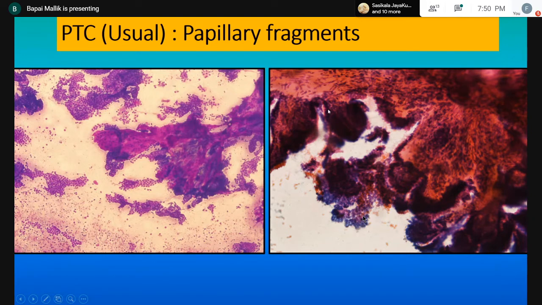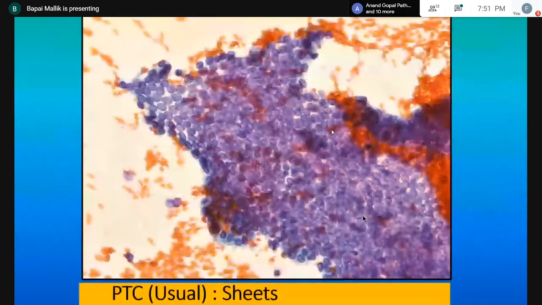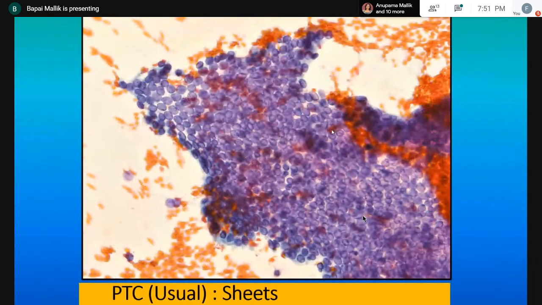So once you see something like this, it looks pretty straightforward, although we have to remember that in situations where you have colloid goiter, there you have lots and lots of colloid, you can find papillae. So just the presence of papillae without other features does not mean that we are dealing with papillary thyroid carcinoma. Here is a sheet of cells.